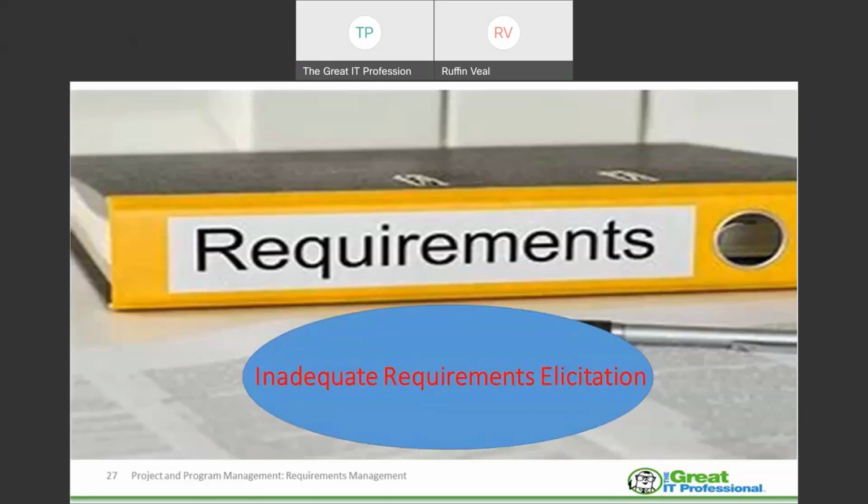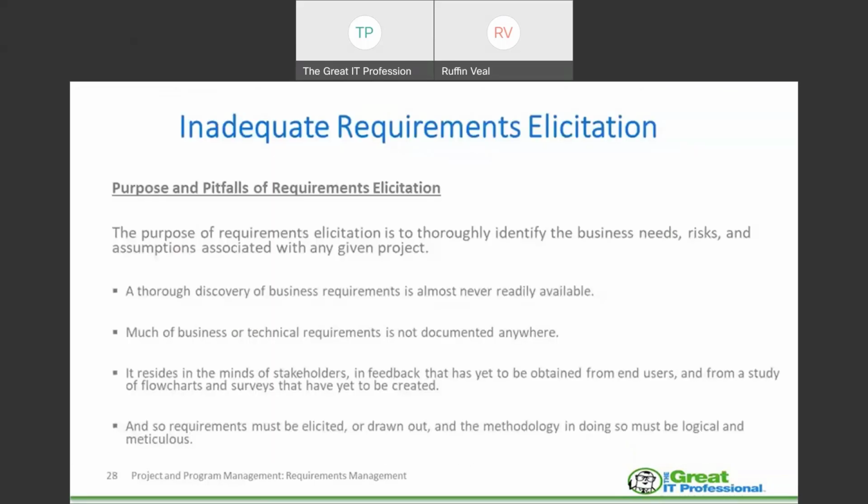Let's talk about what I call inadequate requirement elicitation. Now, requirement elicitation is actually going out and gathering the information, okay? All right? Requirements are usually not written down anywhere, okay? They're not written down anywhere. They're in people's minds. Some clerk someplace who's been around for 20 years knows what's necessary. They've never written anything down, but they have a good understanding of what's necessary to do the job.